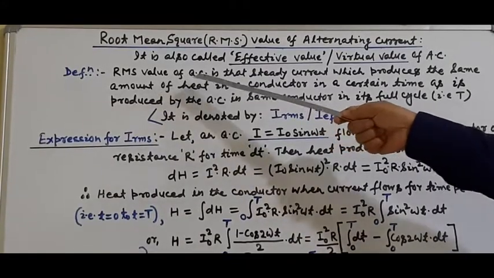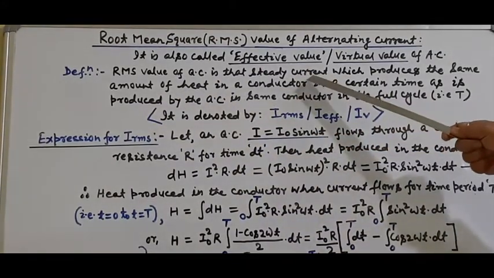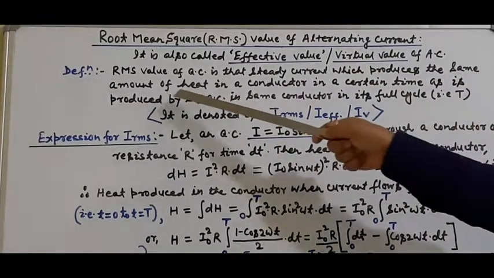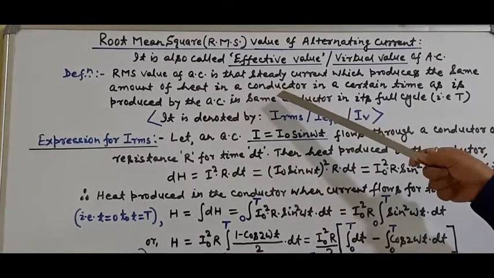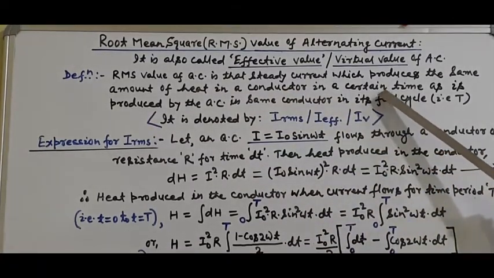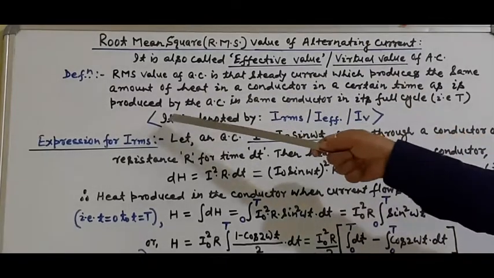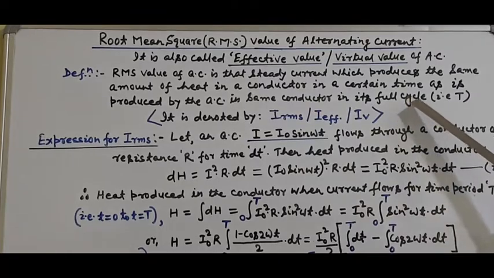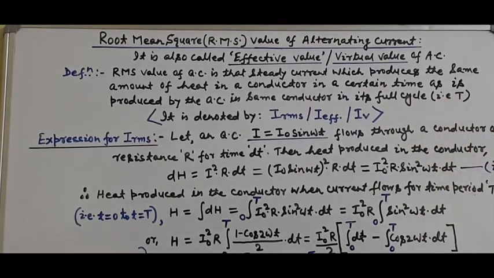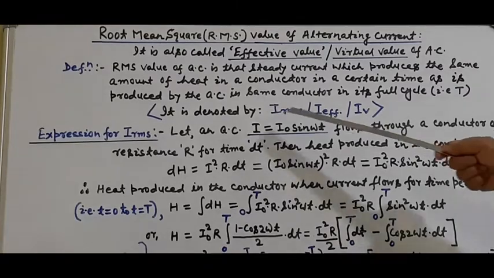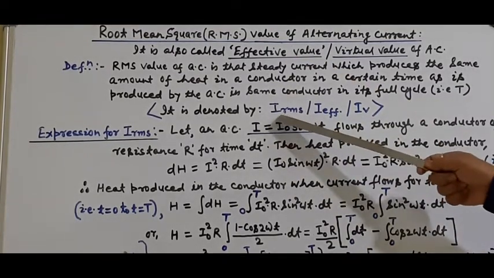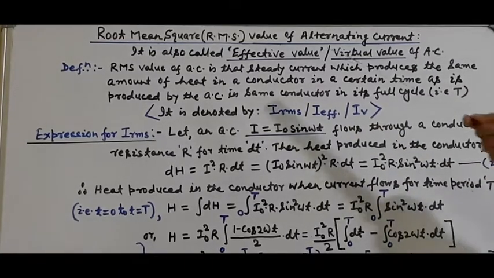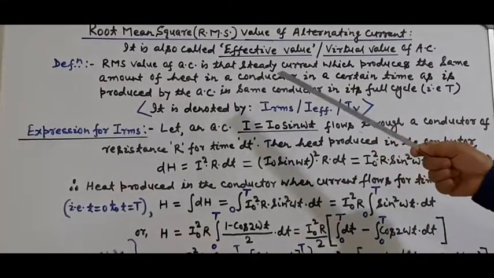RMS value of AC is that steady current which produces the same amount of heat in a conductor in a certain time as is produced by the AC in the same conductor in its full cycle. Full cycle means complete time period T. And this is its notation. It can be denoted by I_RMS, or I effective, or I_V for virtual. So on the basis of this definition, it is quite clear, I hope so.